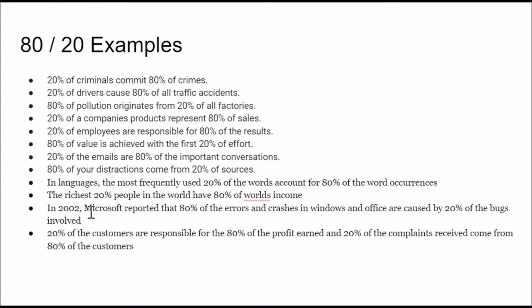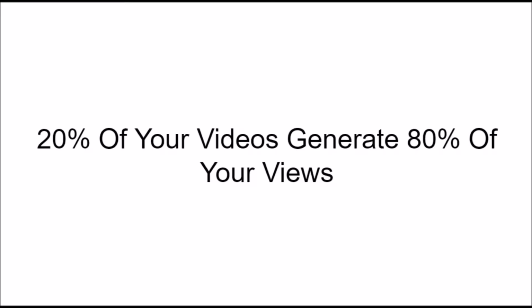Even on Earth, 80% of the Earth is covered in water, and only 20% of it is covered in land. It's scary how this applies to almost everything. And on YouTube, 20% of your videos are going to generate about 80% of your views on average. Now, of course, for some people this number might be lower or higher, but generally the ratio is around 20-80.